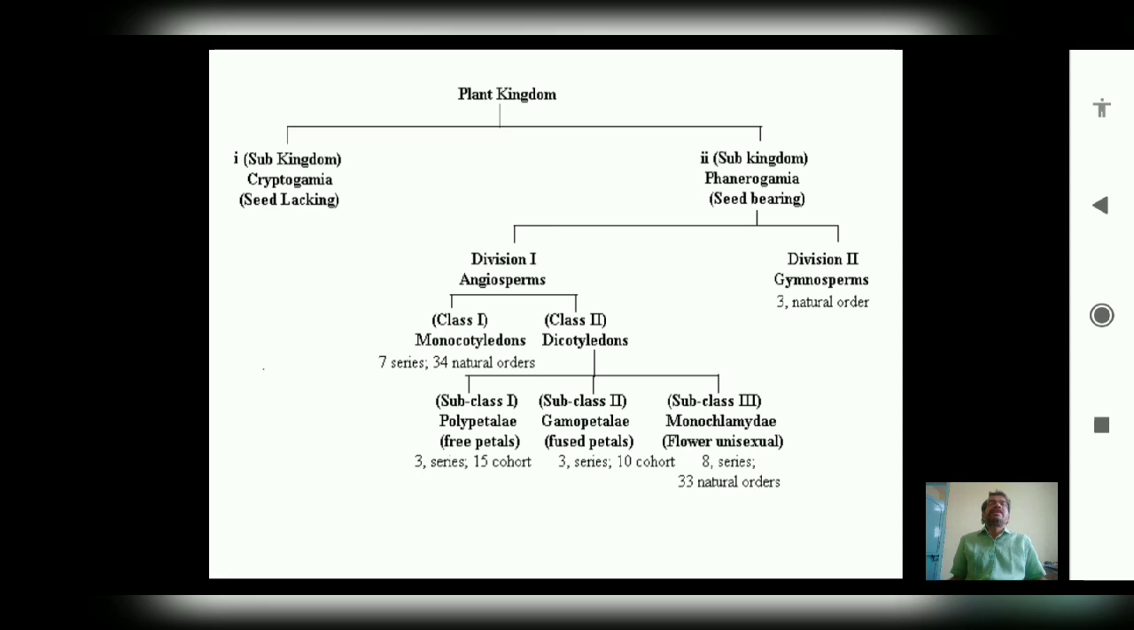And this is how the scheme of their classification looks. They divided the plant kingdom into cryptogamia and phanerogamia. Cryptogamia included the seed lacking plants, whereas phanerogamia included seed bearing plants. These seed bearing phanerogams were further divided into angiosperms and gymnosperms. The angiosperms were subsequently divided into monocotyledons and dicotyledons, and dicotyledons were divided into 3 subclasses: polypetalae, gamopetalae, monochlamydeae. Polypetalae refers to free petals, gamopetalae refers to fused petals, and monochlamydeae included the unisexual flowers. They were again further subdivided into series and cohorts.